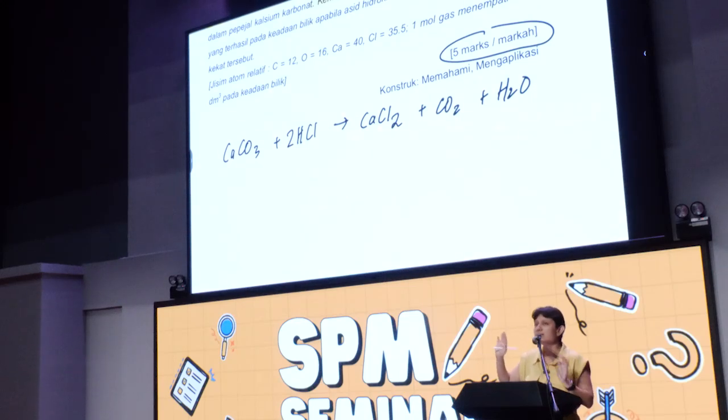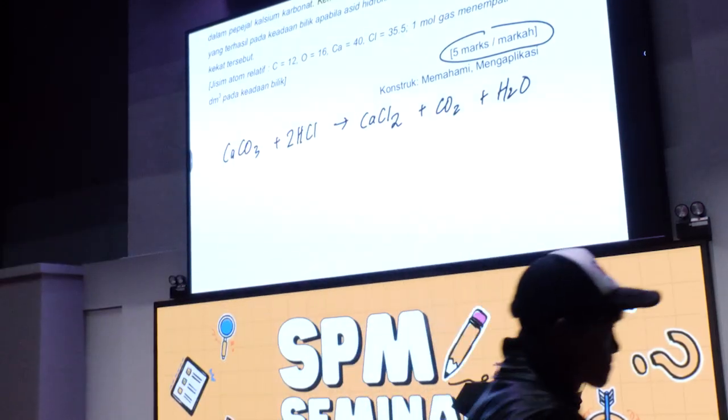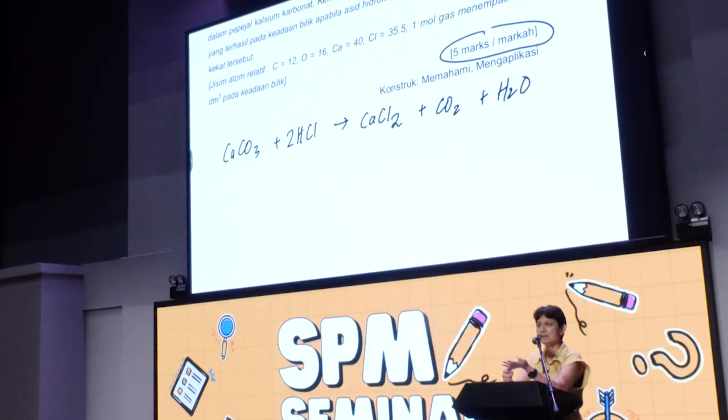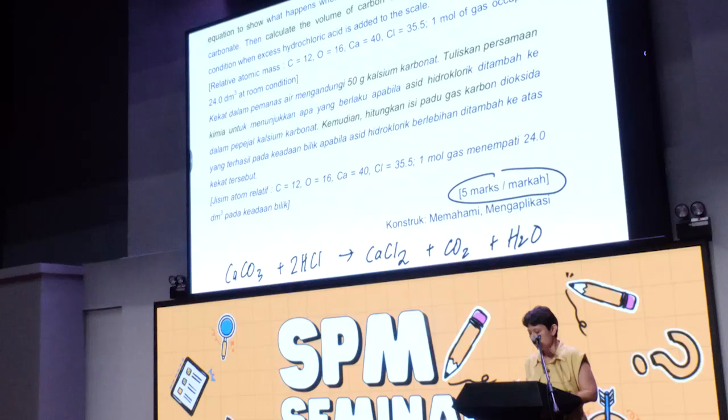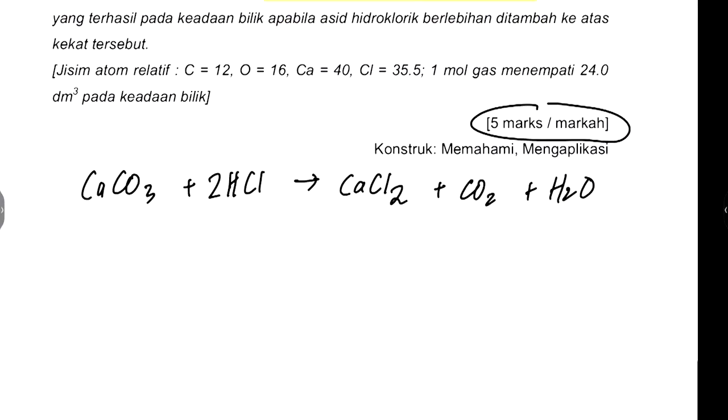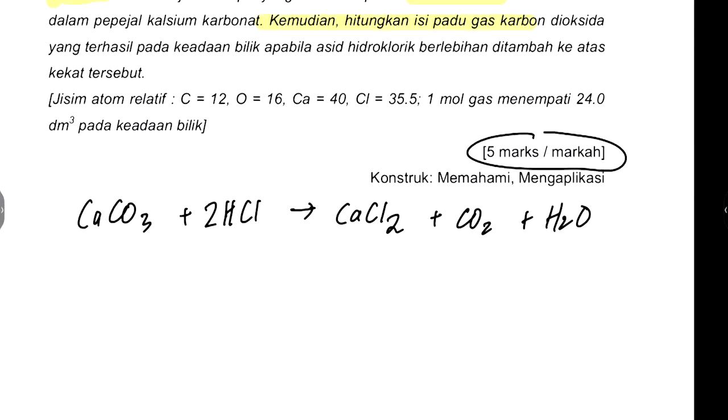Okay, chemical equations in chemistry are not a lot. It's not a lot of equations. It's just acid and base, acid and carbonate, acid and alkali. And then metal, displacement of metal. Few only, not very many. Alright? Okay, now, first step. And then, okay, let's look at the information. They give you 50 grams of calcium carbonate. So, calculate the number of moles.